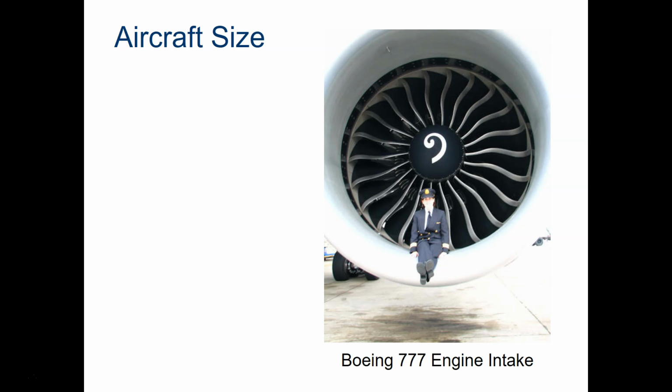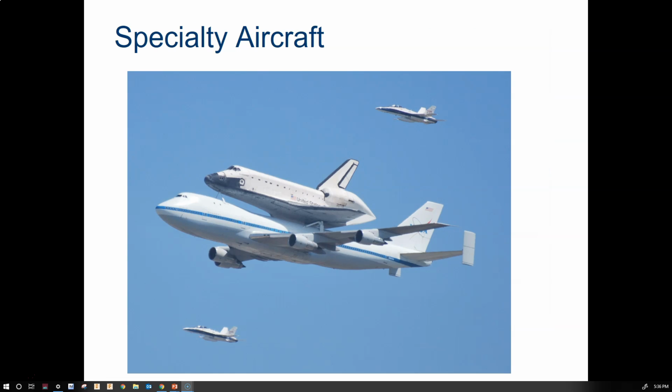Here we see a pilot dwarfed by the size of this Boeing 777 engine. It's so large that the pilot can sit inside the cowling and head not even reach where the spinner is. The image shown here is of the final flight of the Space Shuttle Endeavour and it landing in Los Angeles in September 2012. This aircraft has been designed or even modified to perform a specialty function. It's a Boeing 747 and was modified to be able to transport the orbiter portion of this space shuttle.